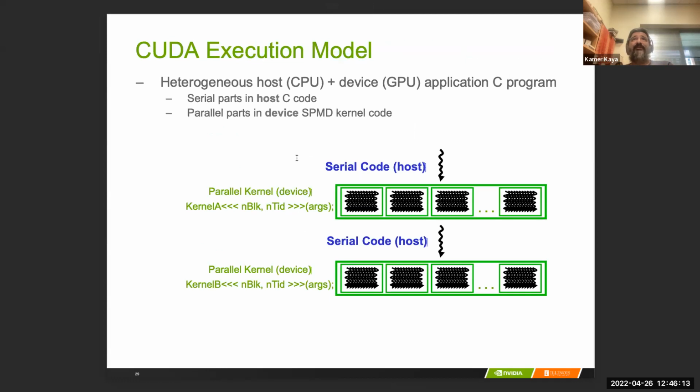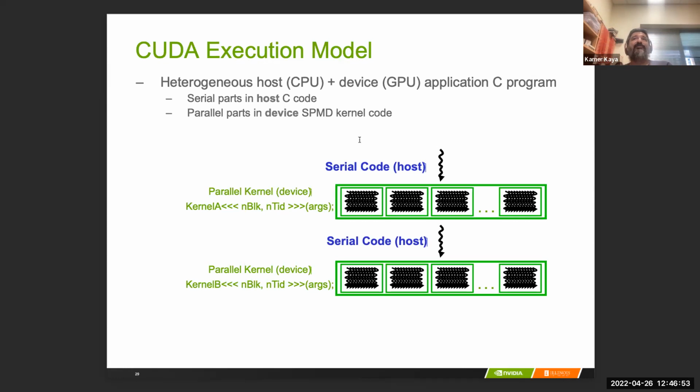In the CUDA execution model, we have a heterogeneous host and device, GPU, application, a C program, which means that we have the CPU code and the GPU code in the same file, maybe. So how does the compiler understand which parts to compile for which device, which code will be executed on which device, CPU or GPU? The compiler must understand it, right? We will learn how to do that, but they will work like this.